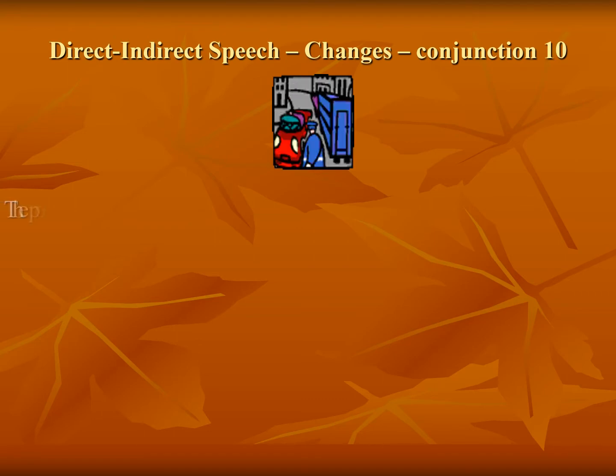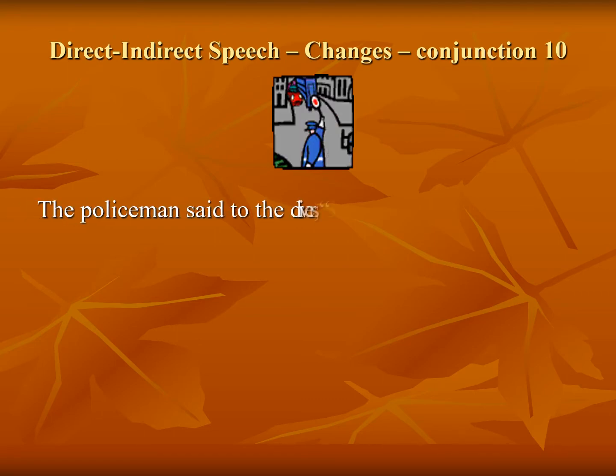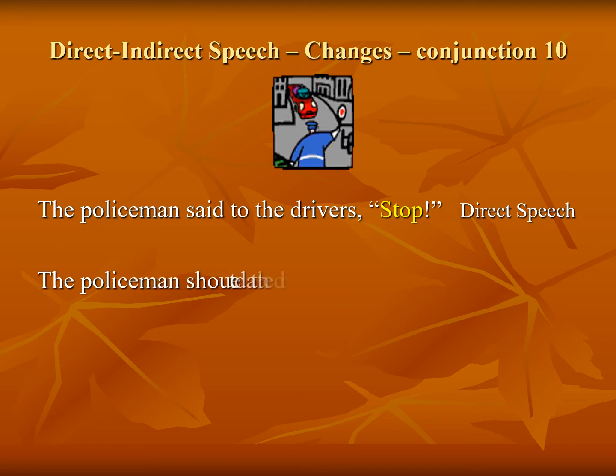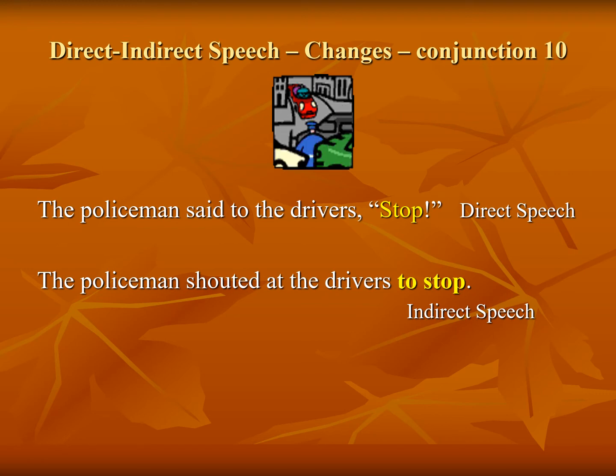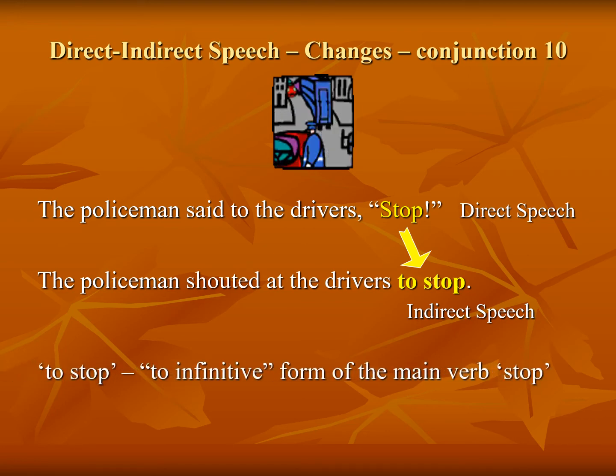Let's have a look at the example. The policeman said to the drivers, "Stop." So when we convert it into indirect speech, it becomes the policeman shouted at the drivers to stop. See, here stop, the verb, has become an infinitive. To stop, the to-infinitive form of the main verb stop.